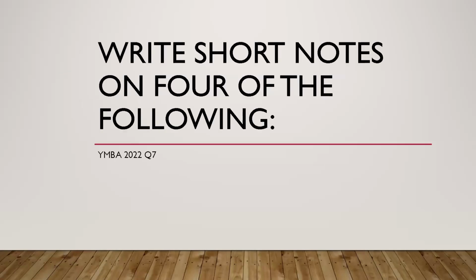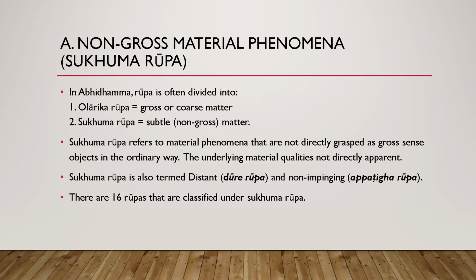Okay, next. The second topic is write short notes on four of the following. So the first one is non-gross material phenomena, Sukhuma Rupa. In Abhidhamma, Rupa is often divided into Olarika Rupa, which is gross or coarse matter, and the second one is Sukhuma Rupa, which is subtle, non-gross matter.